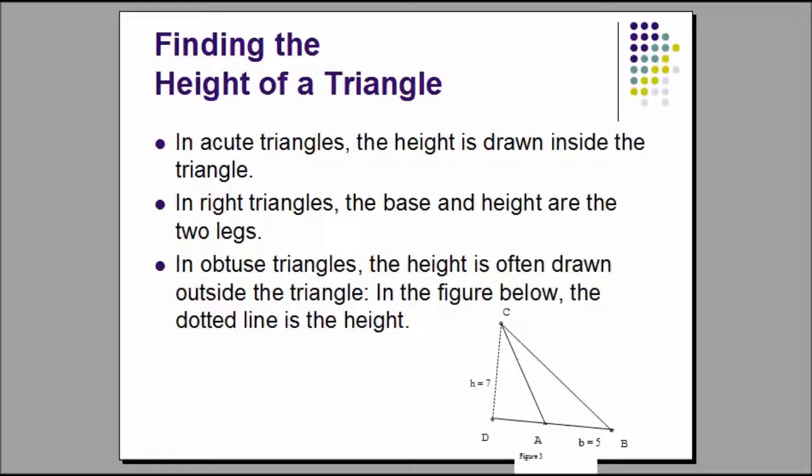In the figure below, the dotted line CD is the height. Notice the triangle we're working with is triangle ABC. AD is an imaginary extension of the base and not part of the triangle itself.